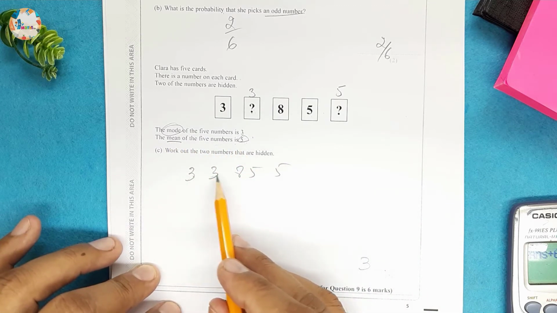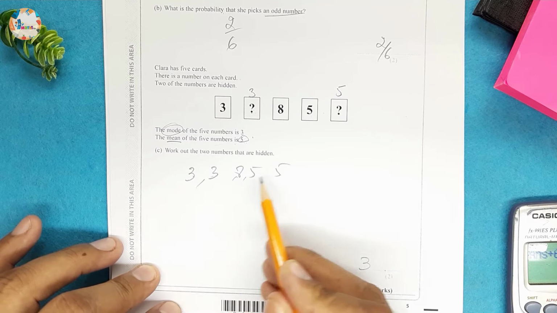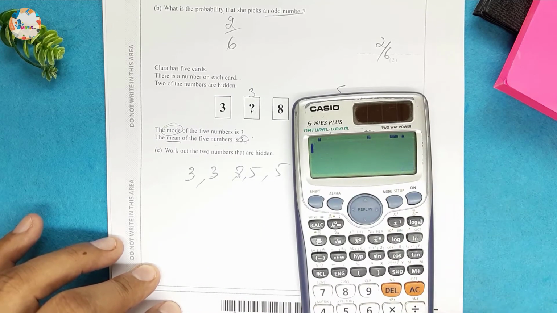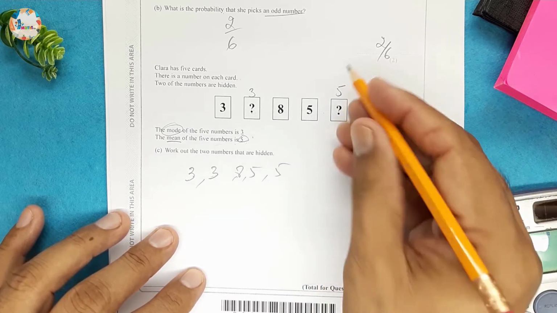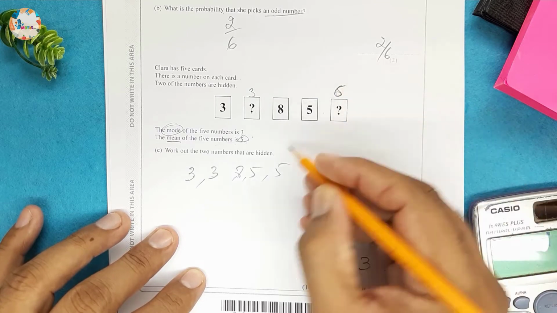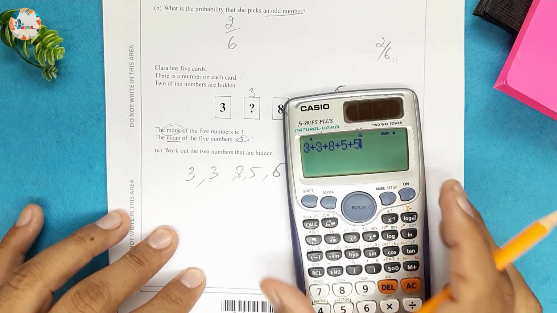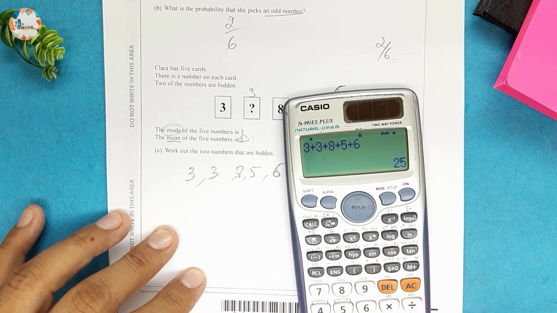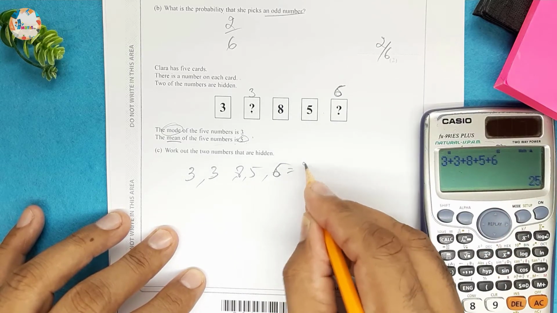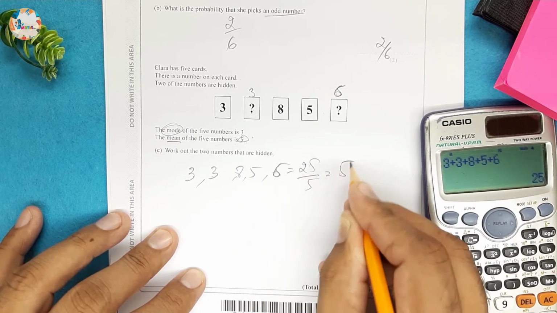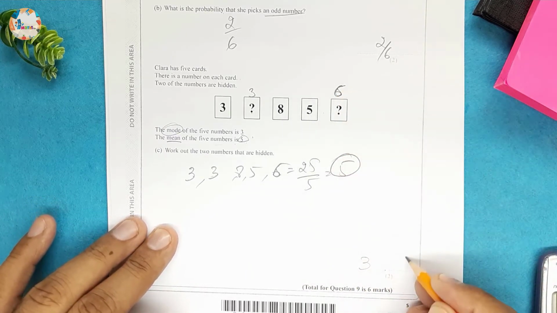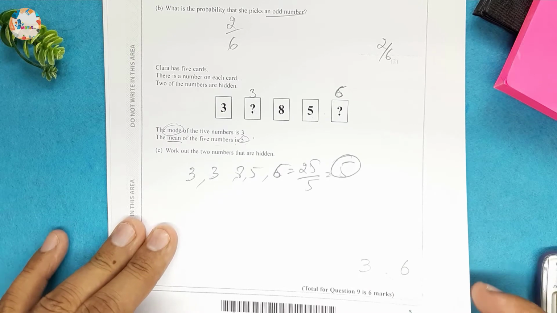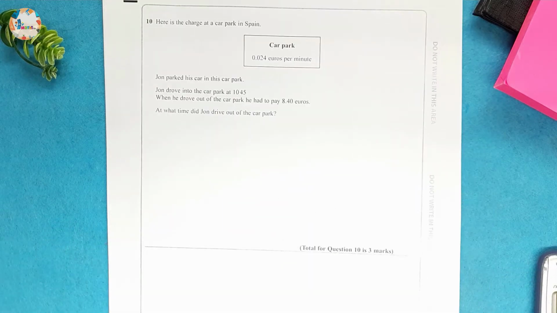And the mean of the 5 numbers: if we add all these 5 numbers, 3 plus 3 plus 8 plus 5 plus 5, it's not 5, basically it should be 6 over here. If we add this, it will result in 25, and 25 divided by 5 will be equal to 5. So this number should be 6, so we will write here 6. Hopefully you understood this.